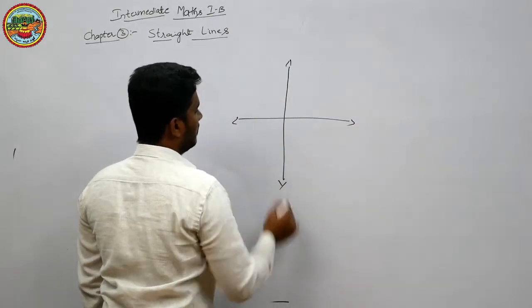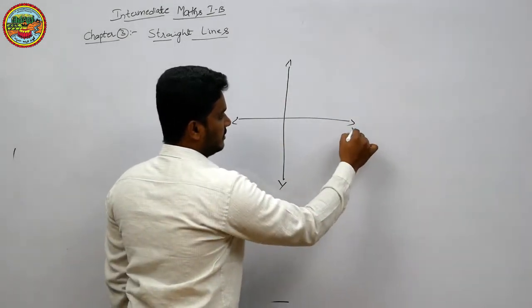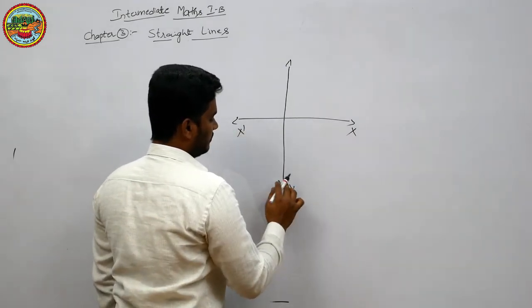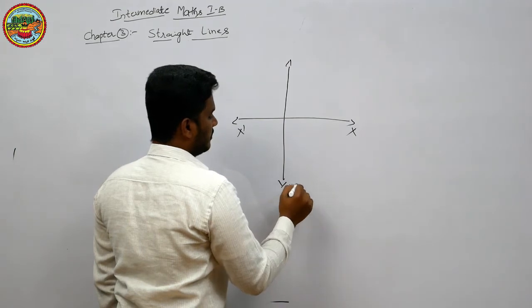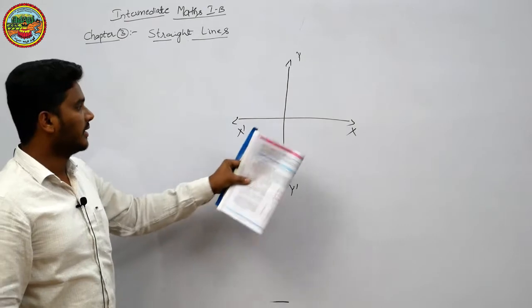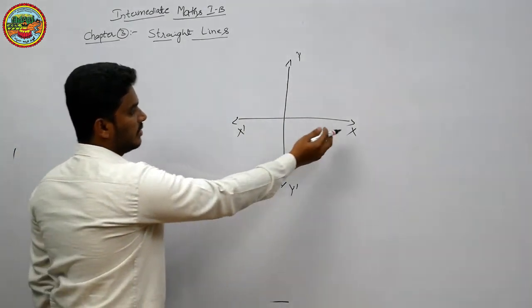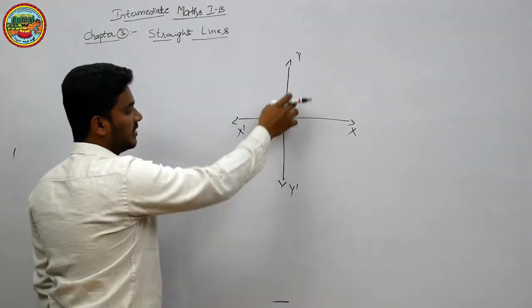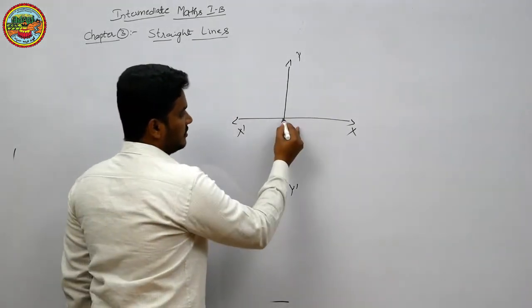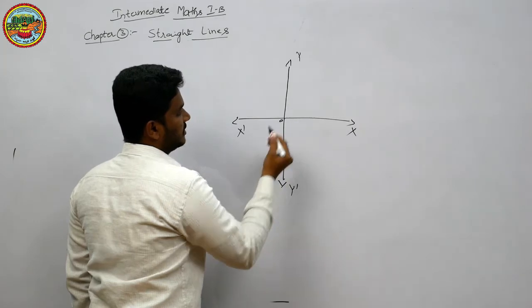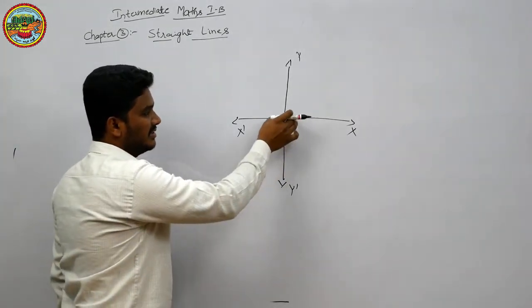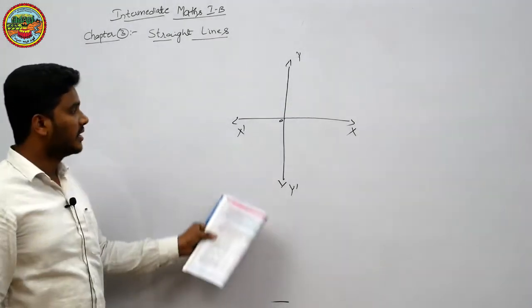and x-axis. So the horizontal line is called x-axis and the vertical line is called y-axis. So the center is called origin. Origin means the intersection of x-axis and y-axis.